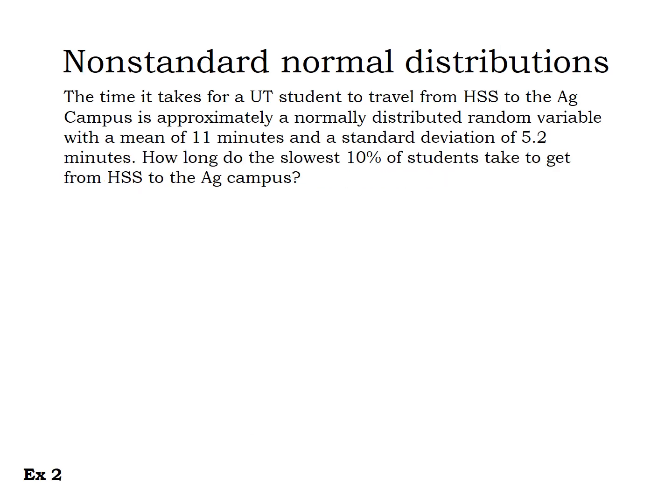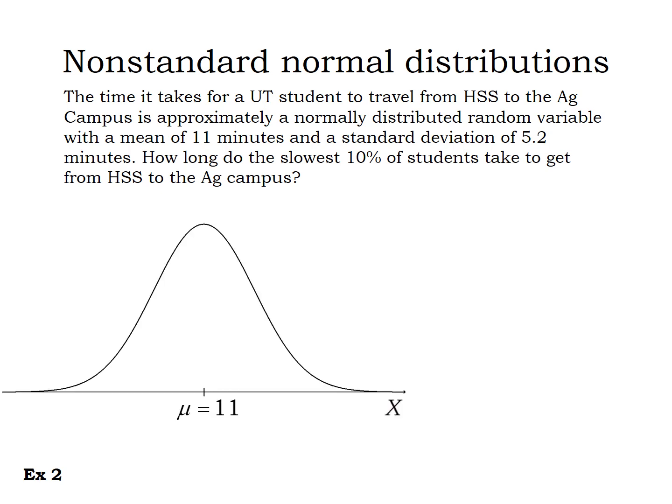In this example, we're still talking about the amount of time it takes to travel from HSS to the Ag campus. But now we want to know how long the slowest 10% of students take to get from HSS to the Ag campus. So this is a percentile problem, not a probability problem. So I'm going to start by drawing the graph.